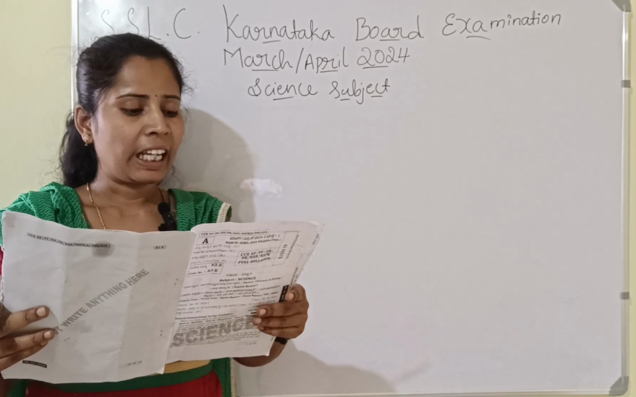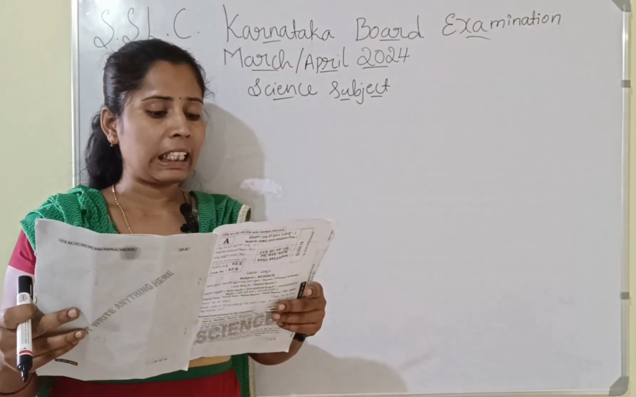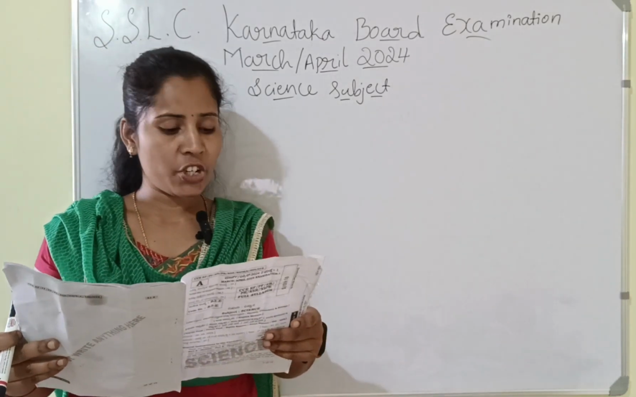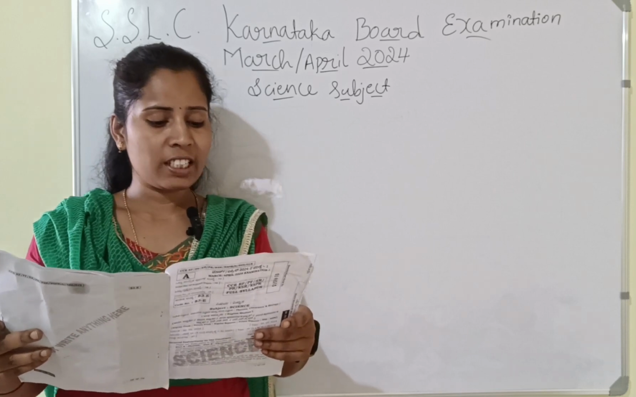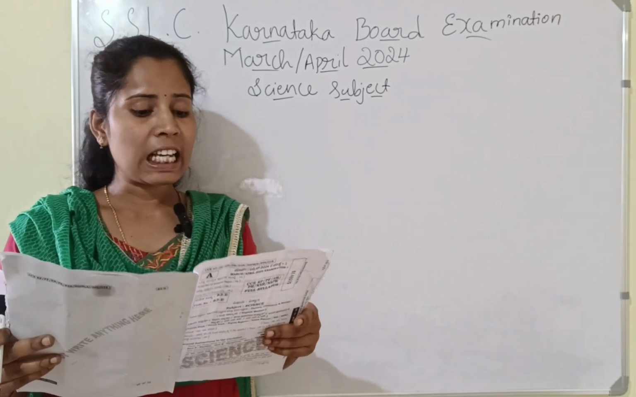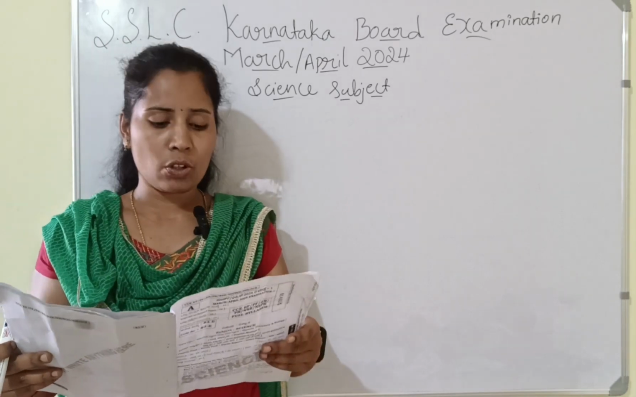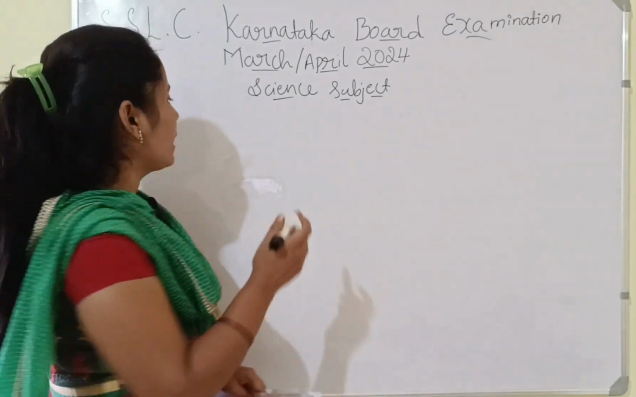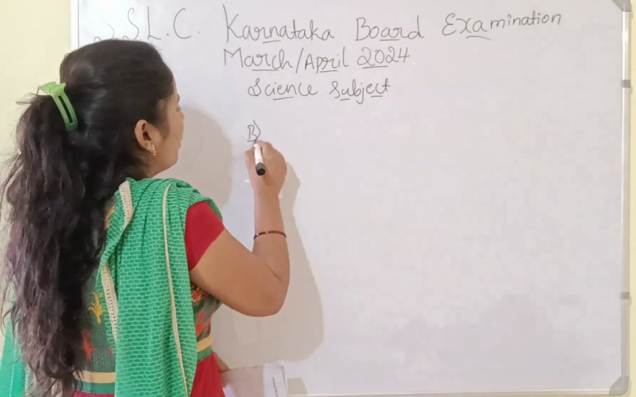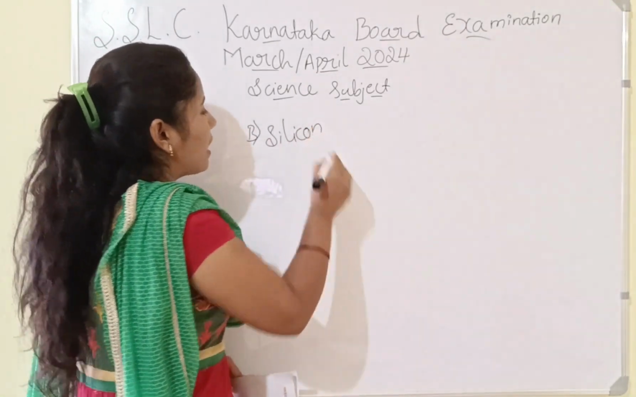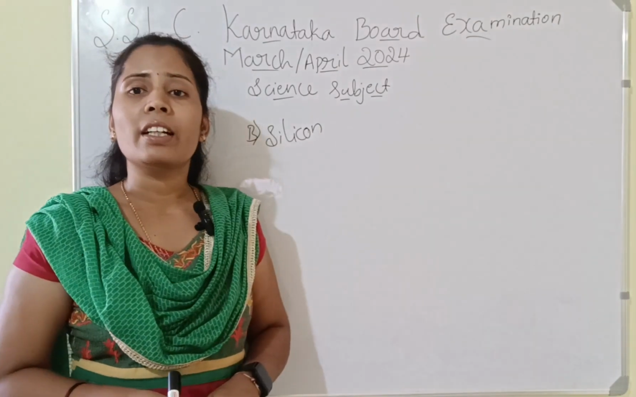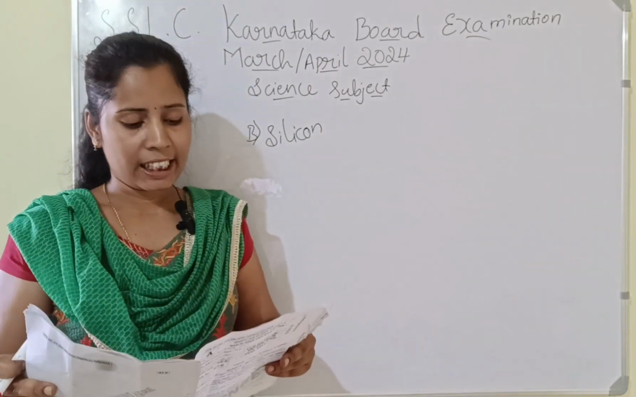First question, elements used in the solar cell is, so they have given four options. First option is carbon, option B silicon, option C phosphorus, and option D is sulfur. So the answer for this question is silicon. So why silicon? Silicon, because silicon is a metal which is a good conductor of heat and electricity.